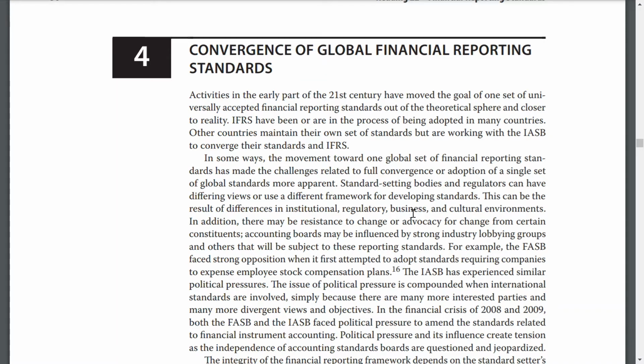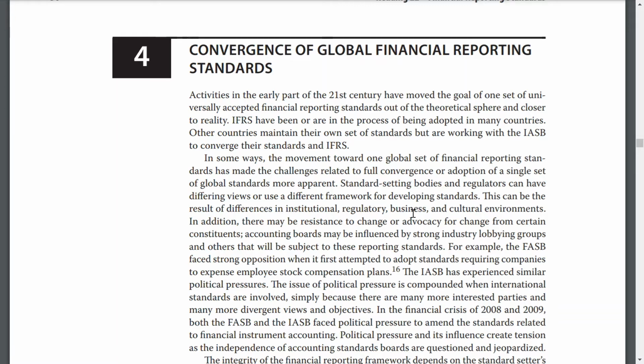Anyways, convergence of global financial reporting standards activities in the early part of the 21st century has moved the goal of one set of universally accepted financial reporting standards out of the theoretical sphere and closer to reality. IFRS has been or is in the process of being adopted in many countries. Other countries maintain their own set of standards, but are working with the IASB to converge their standards and IFRS. In some ways, the movement towards a global set of financial reporting standards has made the challenge related to full convergence or adoption of a single set of global standards more apparent.